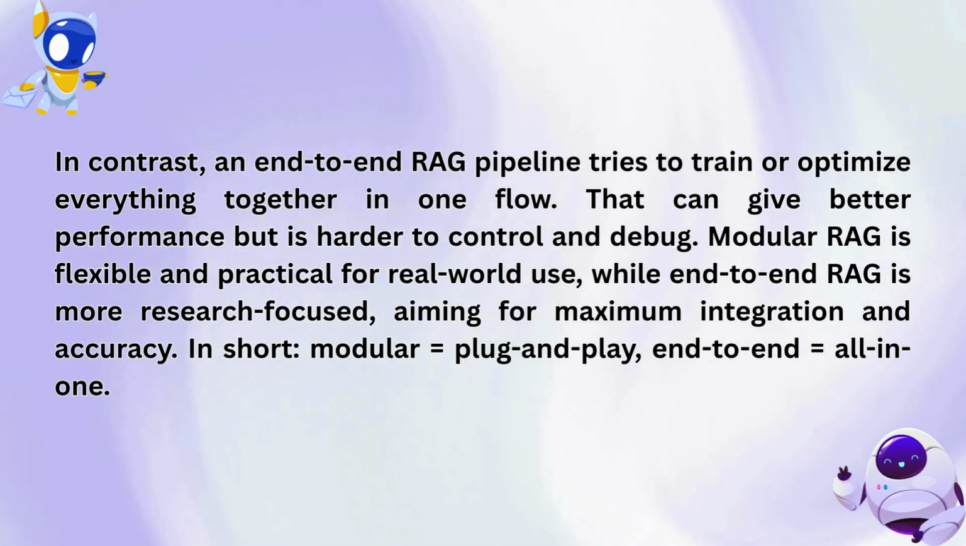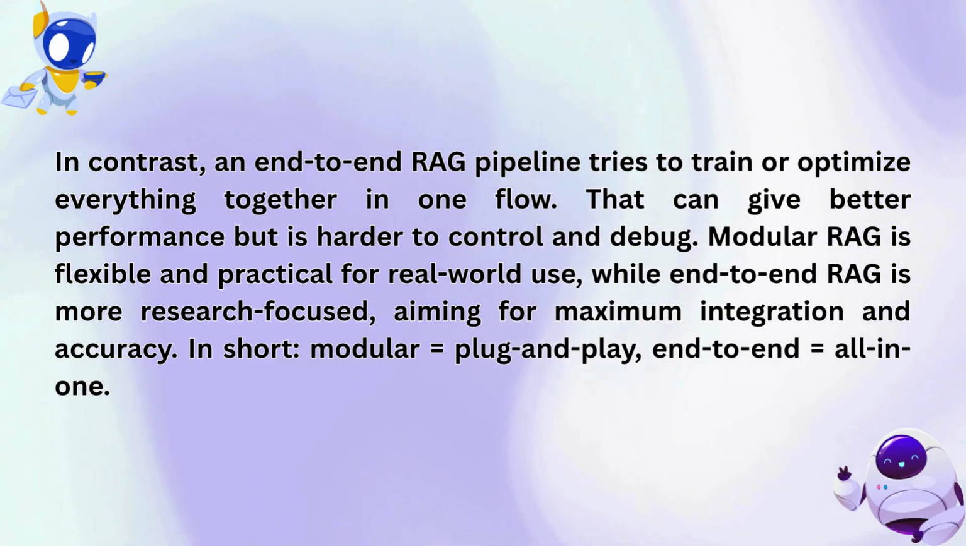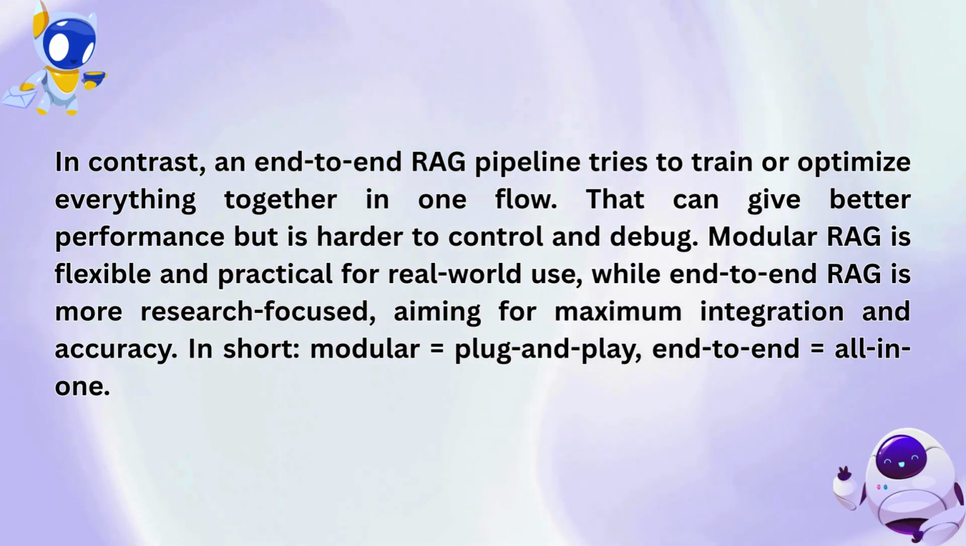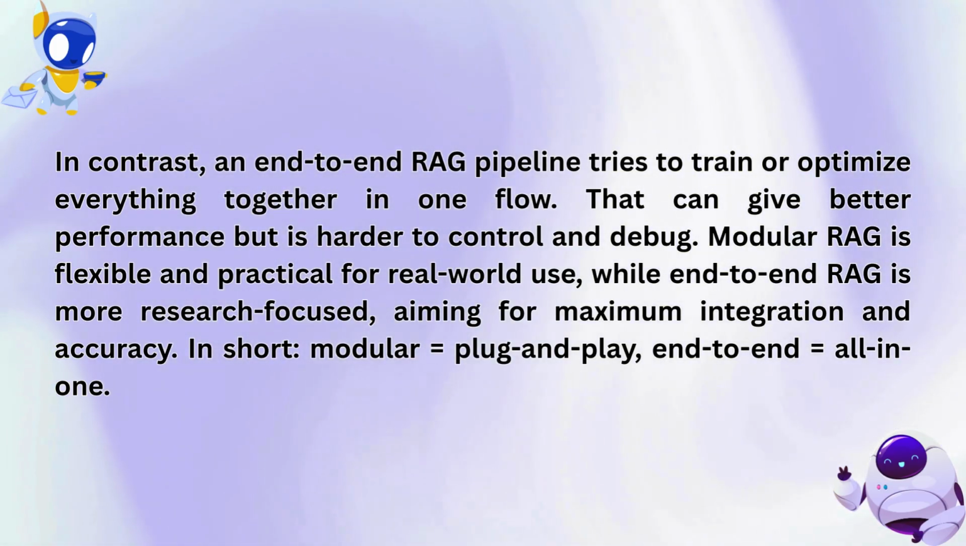Modular RAG is flexible and practical for real-world use, while end-to-end RAG is more research-focused, aiming for maximum integration and accuracy. In short, modular equals plug-and-play, end-to-end equals all-in-one.